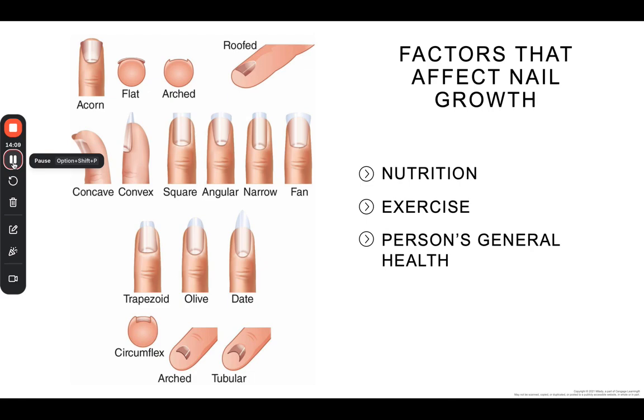So I do encourage you to make notes about those things that I just mentioned. The average rate of nail growth per month is 1/10 to 1/8 of an inch per month. Children's nails grow faster than adults. Our nails grow fastest on the middle finger and slowest on the thumb.